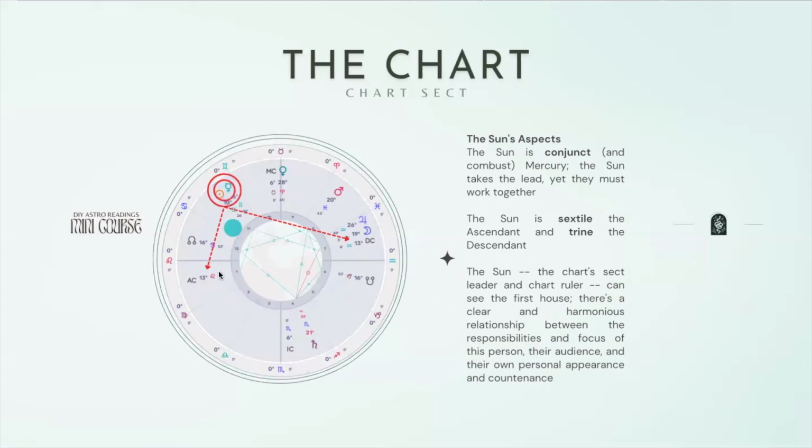And so the sun can see the ascendant, which means the chart ruler, the sect leader, can see the first house very clearly, and it's a sextile, I should say. And that means that the planet in charge of the chart in multiple ways has a very harmonious and clear relationship between that responsibility and that focus of the person, the audience, and their own countenance, their own appearance, which makes absolute sense when we think in context of Marilyn Monroe.